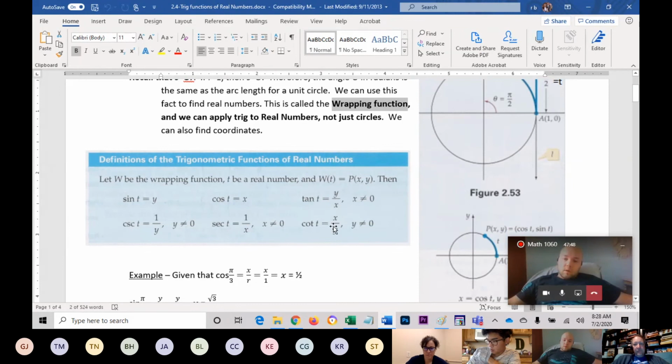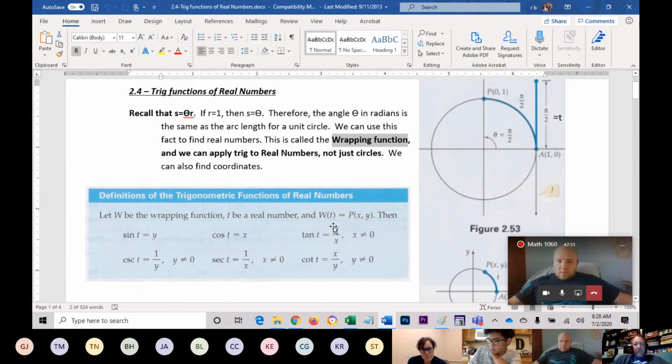What is t? How is it different from s? So t, you can think of it as your angle. You can think of it just like theta. So t is your angle on the unit circle.